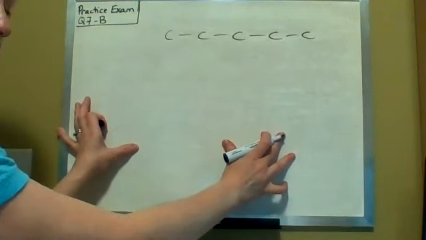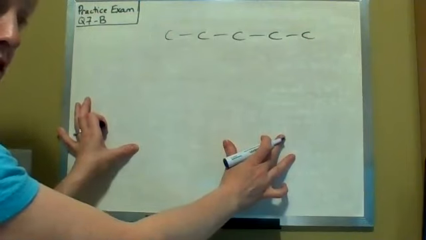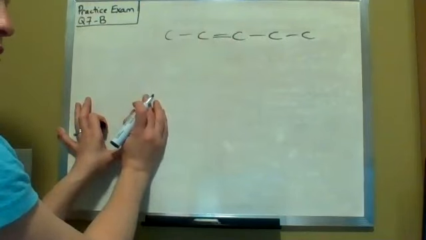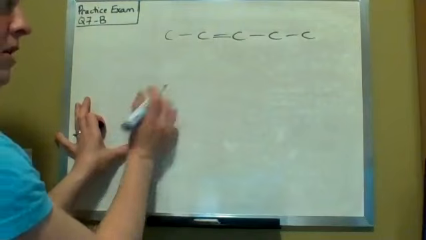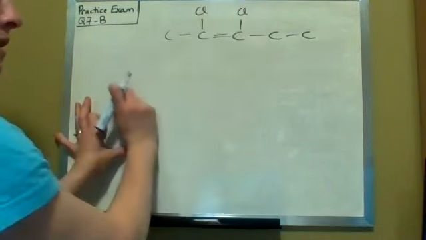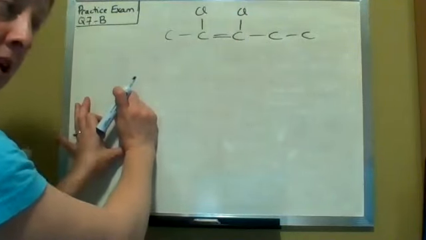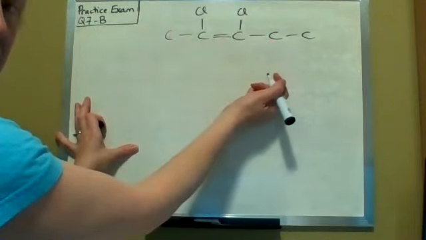You're told that it's ene, so that means there's a double bond in there somewhere, and it's going to be on carbon number 2, because it's 2-pentene. So there's our double bond. You're also told that you have a 2,3-dichloro. So on carbon number 2 and 3, you're going to have some chloros. And that looks like it. So we need to make this cis and trans.